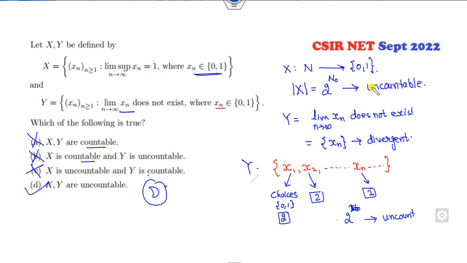X limit supremum is 1. So what is the cardinality of this? Cardinality of this raised to the power of the cardinality of the domain. What is the meaning of divergent? You have a sequence. How many choices for X1? There is no restriction on X1. The only restriction is that Xn is either 0 or 1. So you have 2 choices.